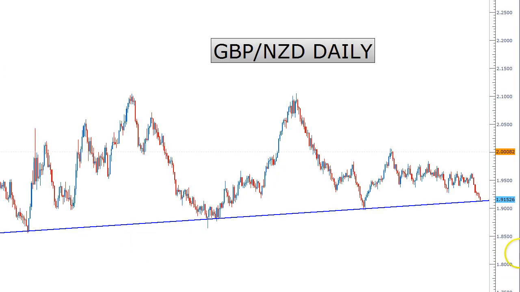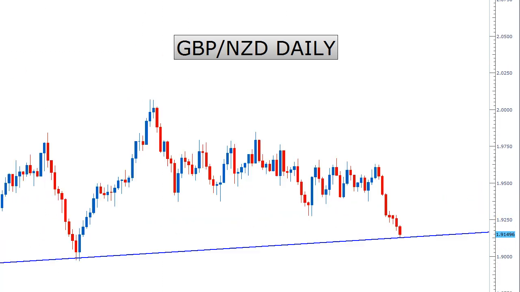Okay, so on the pound New Zealand, I just want to take a zoomed out look here first, just to show you this line and where I'm getting these points. 1, 2, 3, and now testing the 4th. That's where this trend line comes from. And now let me zoom up on it. Okay, so on the closer view, you can see we're right there.